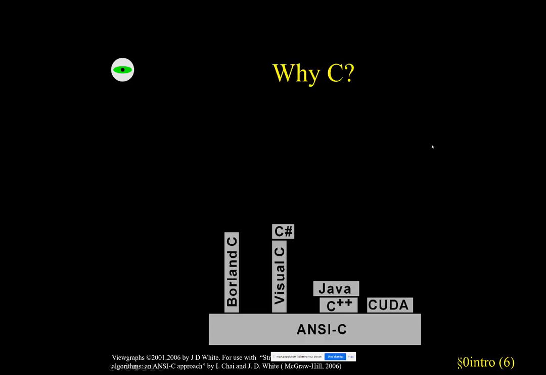Why am I choosing to do this in C, or ANSI C to be exact? It is because so many other languages are based on C: Borland, Visual C, C Sharp, Java, C++, CUDA, JavaScript. All these are based on ANSI C, and you will see structures that are very similar to what were first developed in C, and then they're used in other languages.